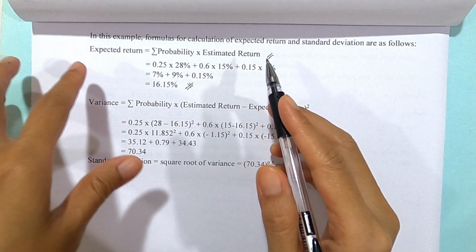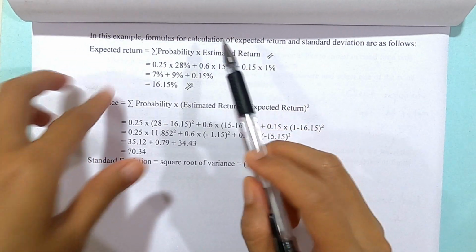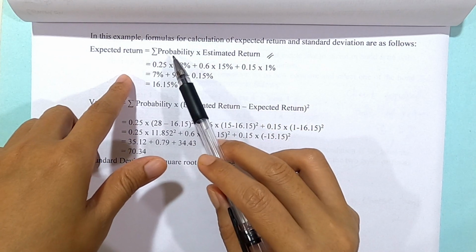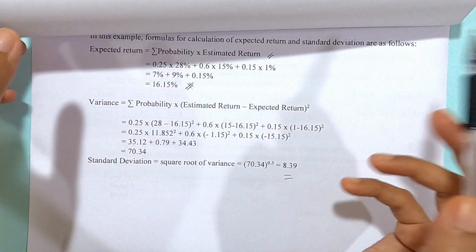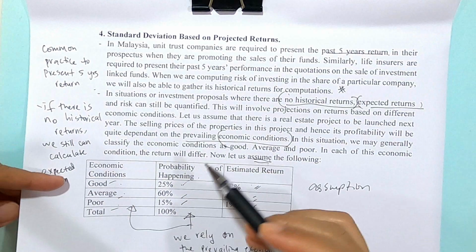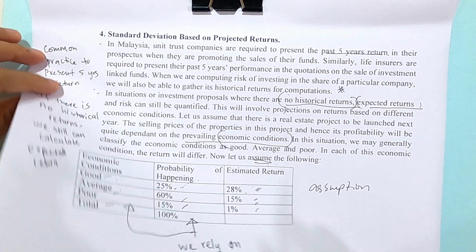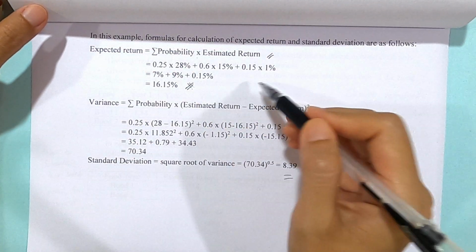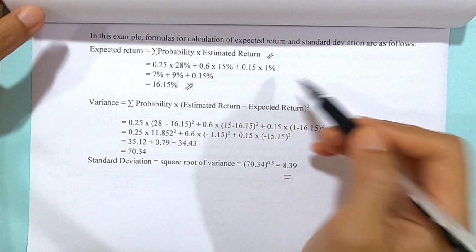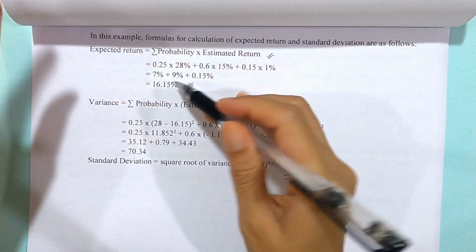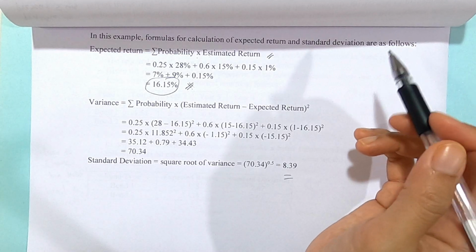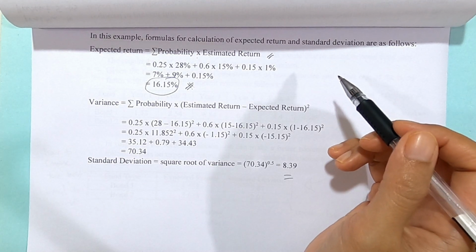Okay, so if you look at this calculation, expected return is probability times estimated return. So it is very straightforward. Probability times return, and we sum this up for all of the years, then we can get 16.15% of the expected return.